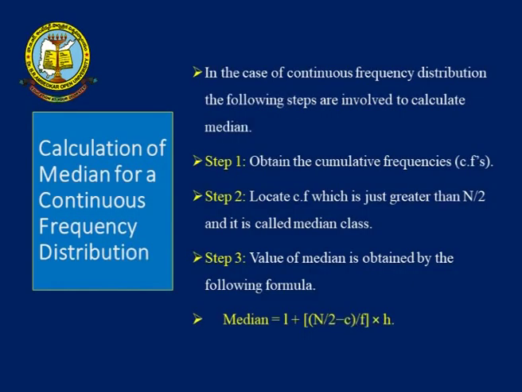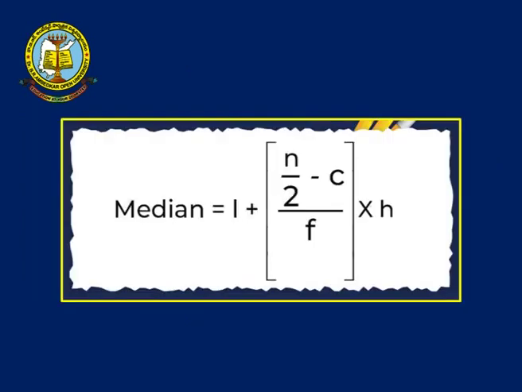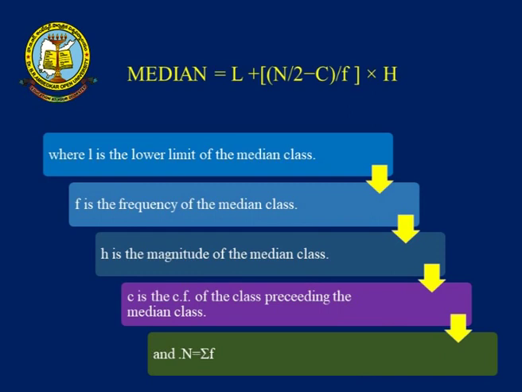Third, the continuous frequency distribution. First step, obtain the cumulative frequencies. Next, locate the cumulative frequency which is just greater than N by 2, and that class is called the median class. The formula is: median = L + ((N/2 - c)/f) × h. L is the lower limit, N is the sum of the frequencies, c is the preceding cumulative frequency, f is the frequency corresponding to the median class, and h is the length of the class interval.